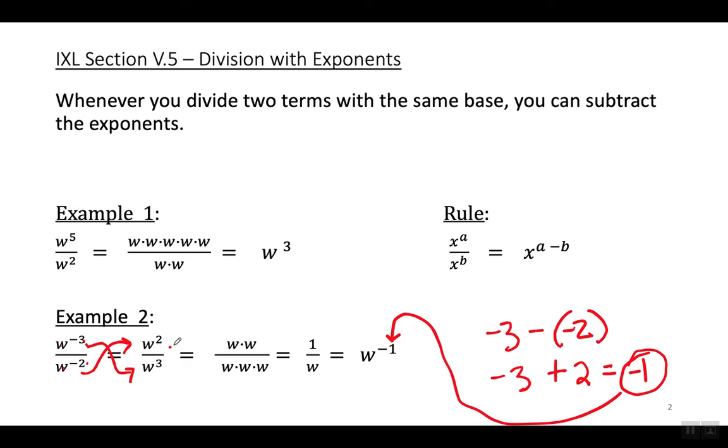¿Ok? Ahora sí escribo qué quiere decir W a la 2 y qué quiere decir W a la 3. ¿Ok? Y si otra vez cancelo los pares que tengo igual arriba y abajo, lo que me queda es 1 sobre W, que si lo escribo en una forma que no sea de fracción, sería W a la negativo 1. Ok, ahora vamos a mirar más ejemplos.